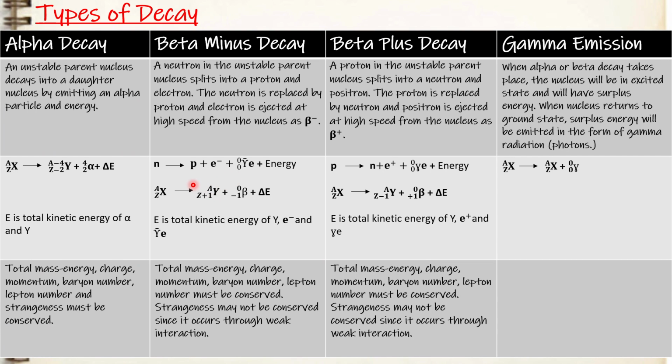Another thing to note is that in beta minus and beta plus decay, a nucleon, that is in beta minus a neutron, is replaced by a proton. So a nucleon replaces a nucleon, right? So the nucleon number remains the same. That's why you don't see the mass number changing in either of them.